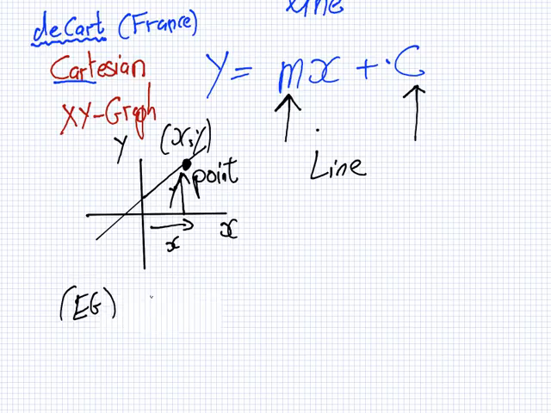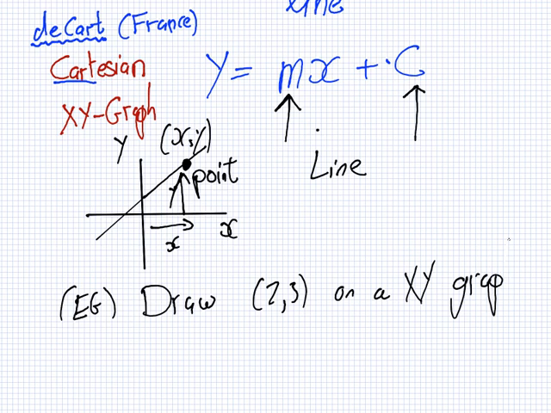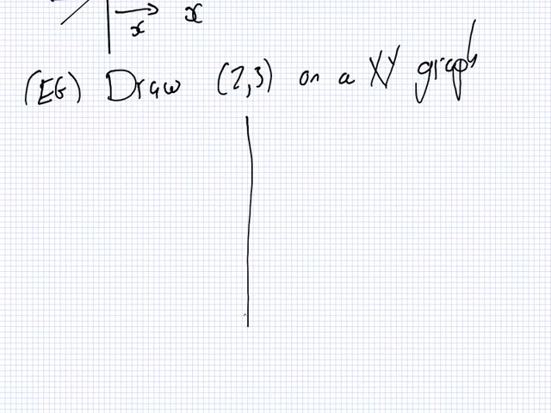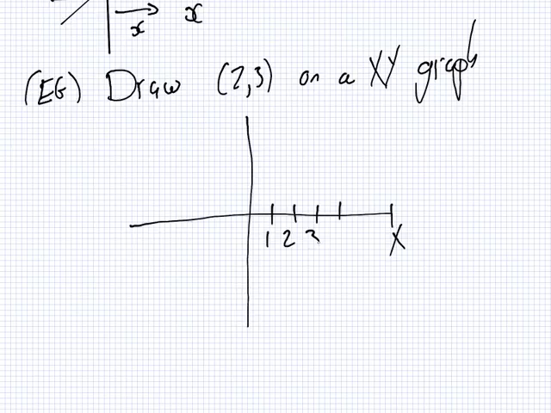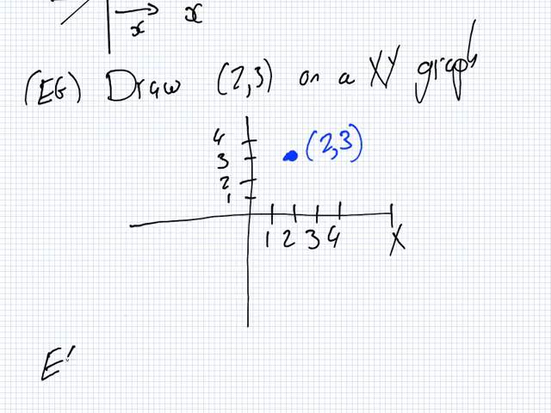Right, so draw 2, 3 on an XY graph. One, 2, 3, 4. So 2, 3 will be out 2 and up 3. So it will be here. 2, 3. Simple so far. Don't worry, it will get harder. So I'll just give you one to try, and then we'll go on to the next one.